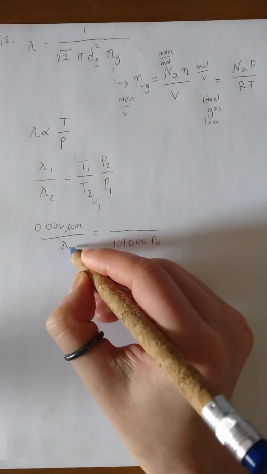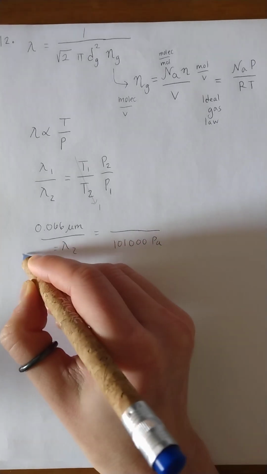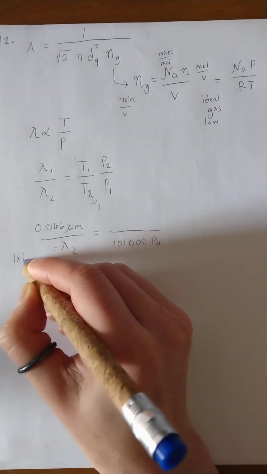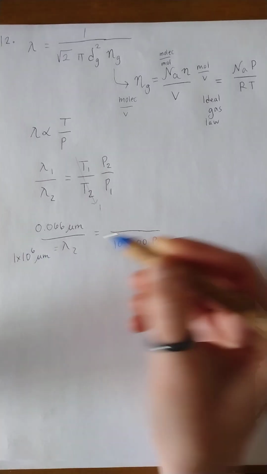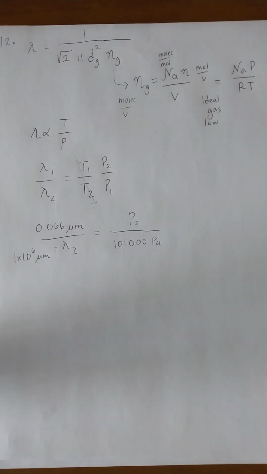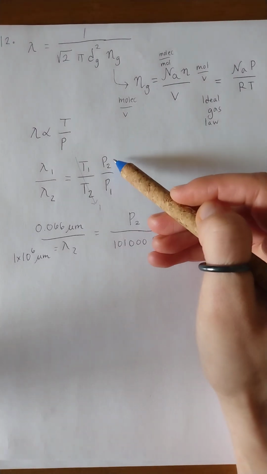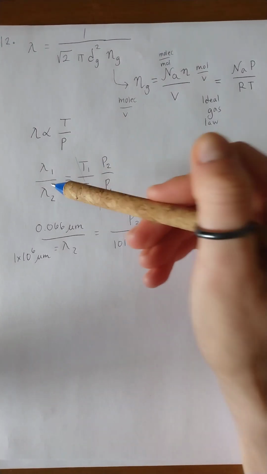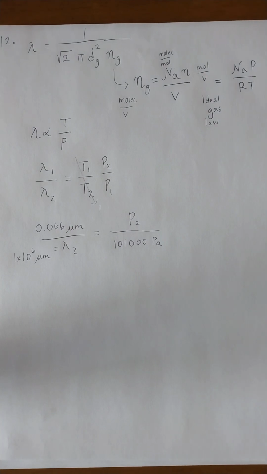actually in this case we have our lambda 2. So lambda 2 should be 1 times 10 to the 6 microns, right, 1 meter. And we want the pressure then that's associated with that. So rather than solving for the mean free path, we're solving for the associated conditions.